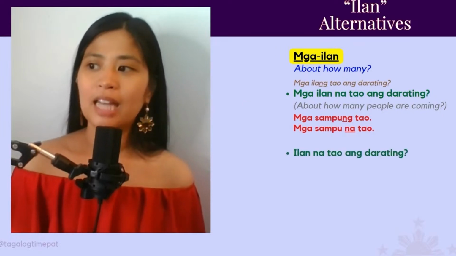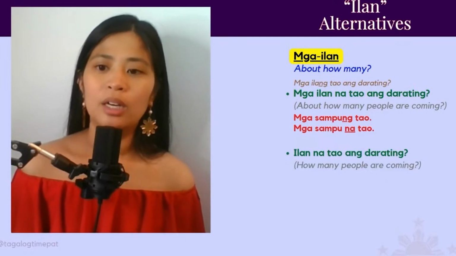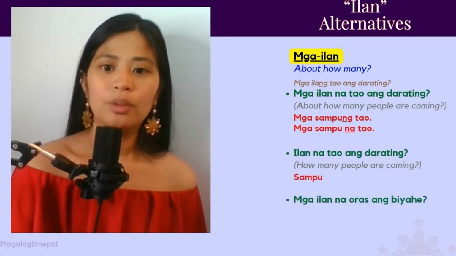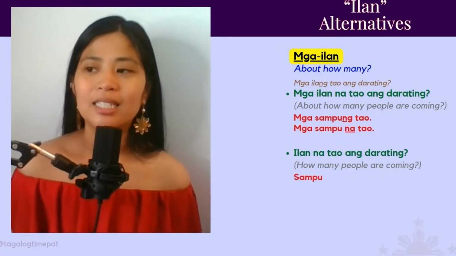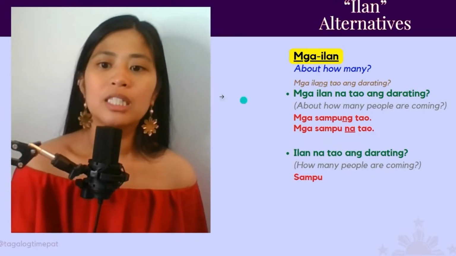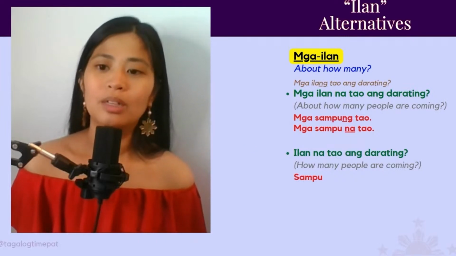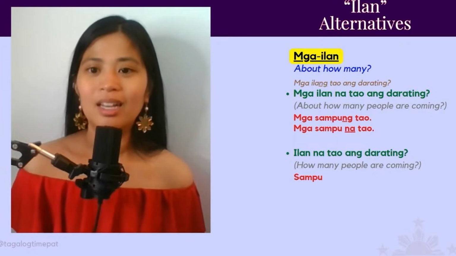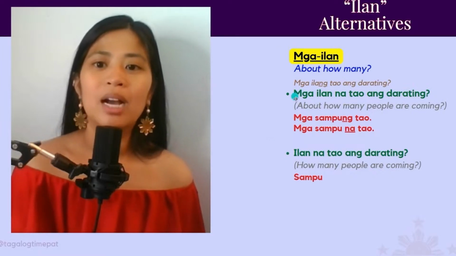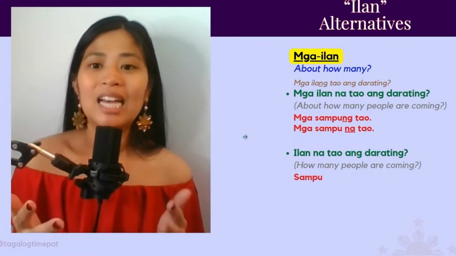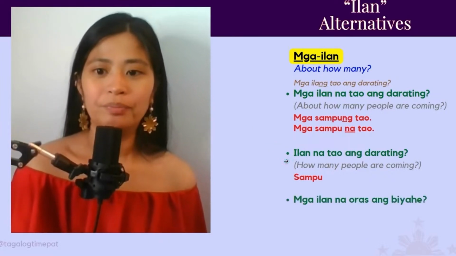Another example, ilan na tao ang darating? How many people are coming? Ilan na tao ang darating? 10. So that's just to show you the difference here. Mga ilan is about how many are coming versus ilan na tao ang darating. This is like definitive. 10 people are definitely coming. Versus, mga 10, about 10. Okay, so when you add mga, it's asking about like an estimation. When you don't have mga, it's asking for a definitive answer.